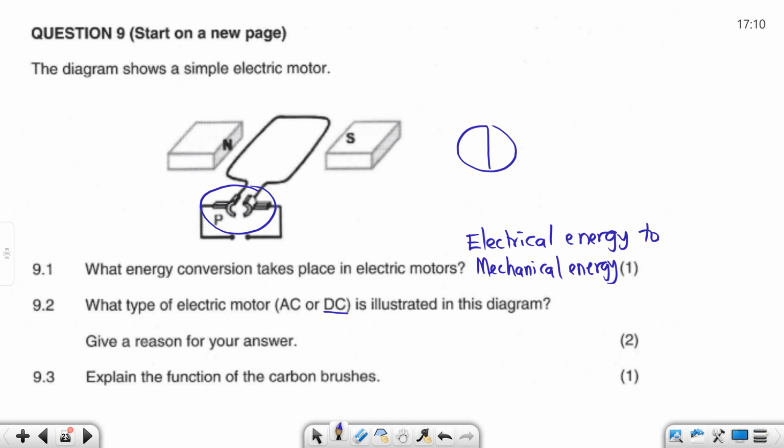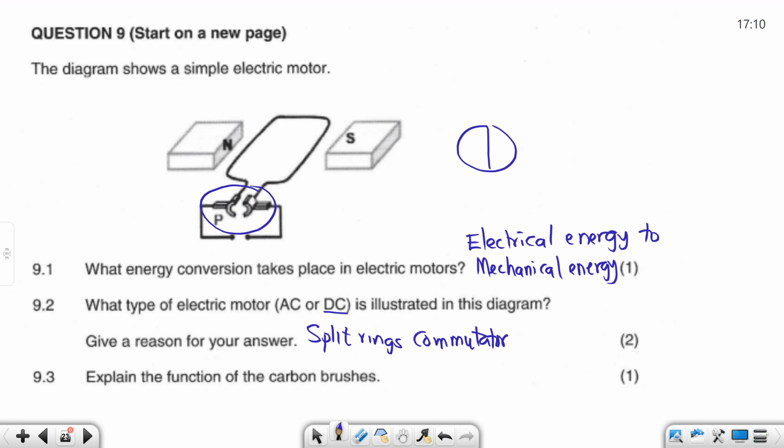Give a reason for it. It has what? Please, if you write split rings, you'll be marked wrong. Commutator. In fact, if you write commutator alone, you get the mark. But if you write split rings, the commutator is the main thing there. Slip rings are just slip rings, but this one is a split ring commutator.